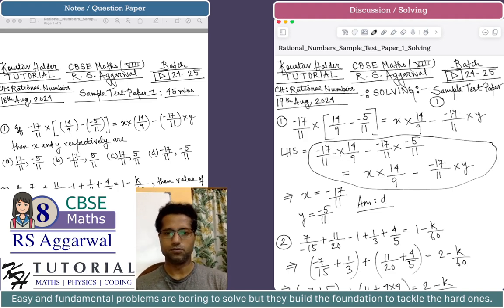I will prepare another sample test paper number 2 of similar kind. There will be 15 MCQ questions and you have to solve it in 45 minutes. So these two sets of sample test papers will give you good practice to check your understanding of the concepts of rational numbers. Then I will move on to the next chapter, that is exponents.